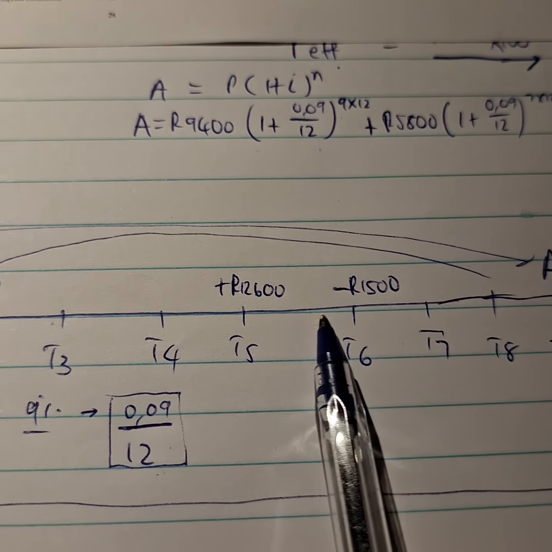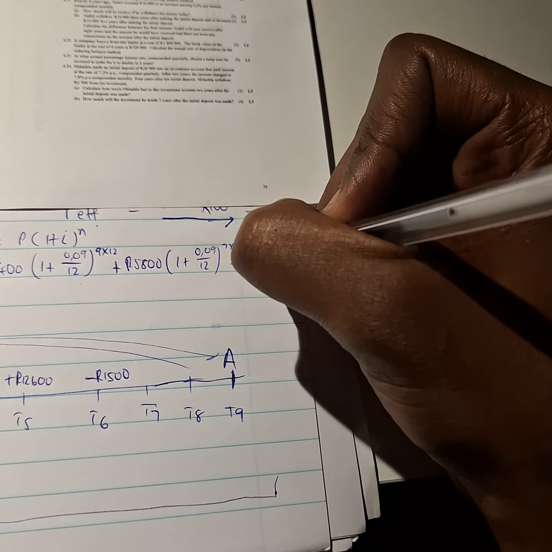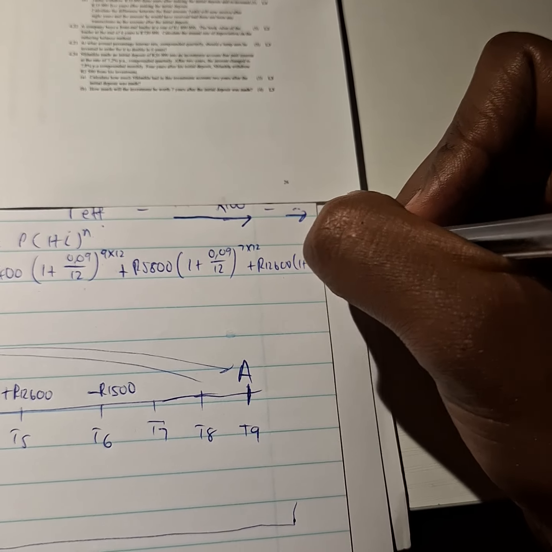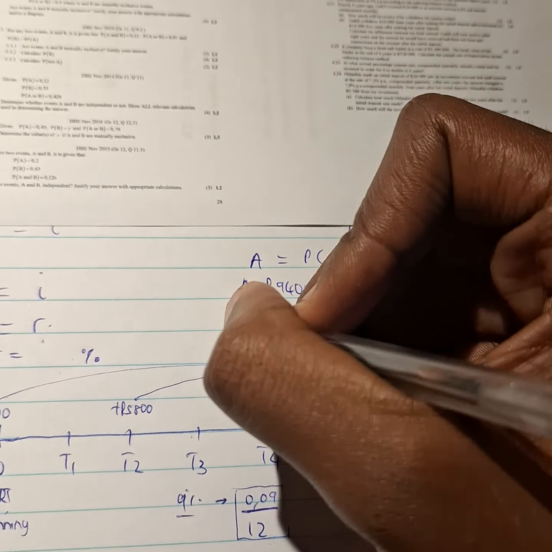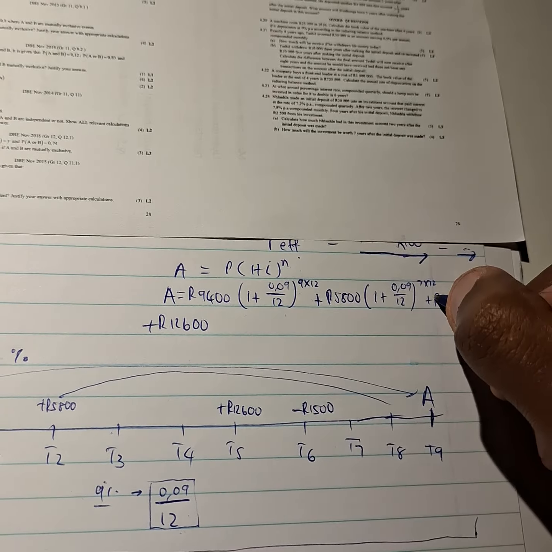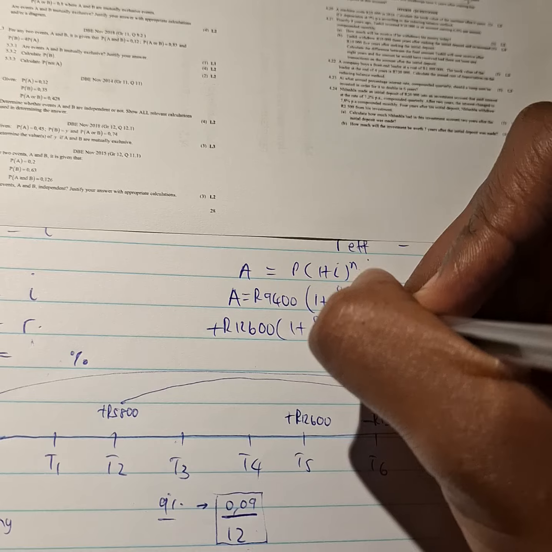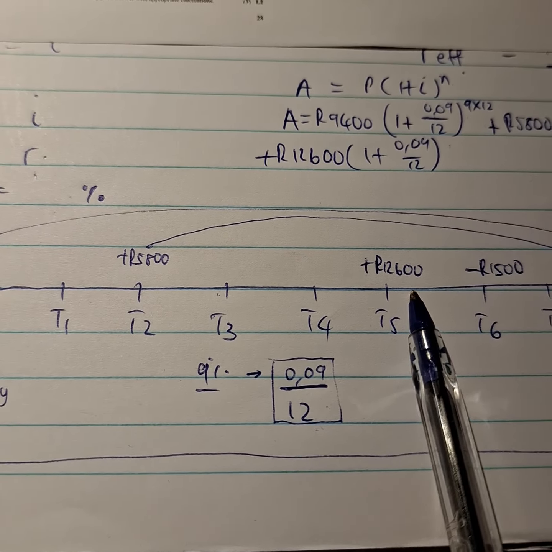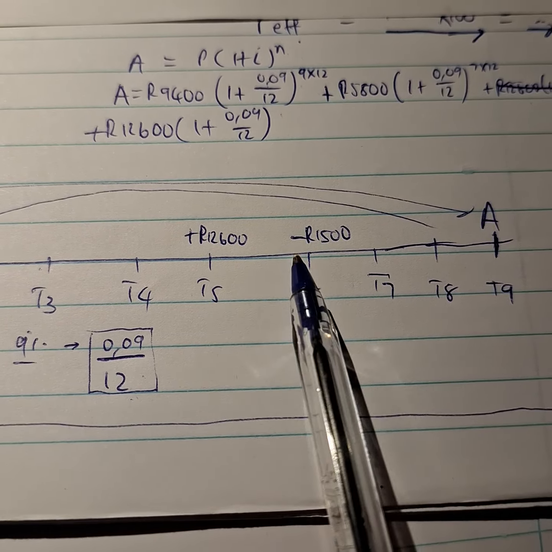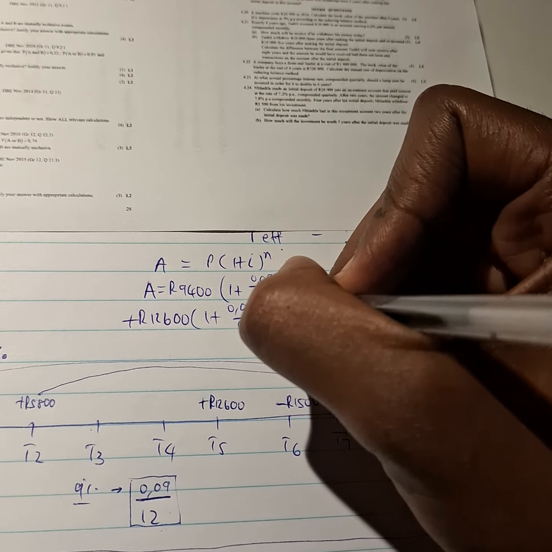Then we are done. We add 12,600. Same thing, it's going to be enjoying that interest rate, 0.09 over 12. So let's just continue it here. 12,600 times 1 plus 0.09 over 12 to the power. How long will it be enjoying this interest rate? 1, 2, 3, 4 years. 4 years, right? So that's 4 times 12.